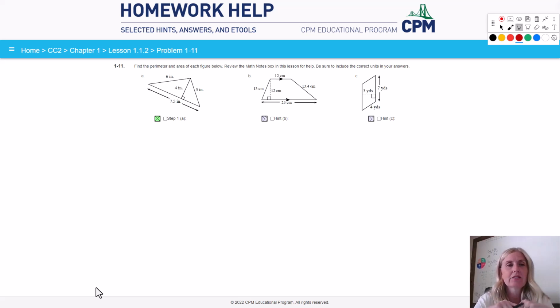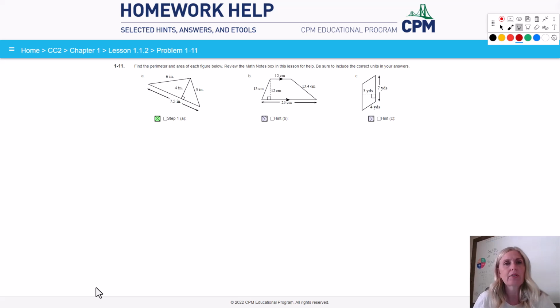Today we're going to tackle CC2 lesson 1.1.2. Again, that's a CC2. Make sure you're in the right section. Okay, 1-11. Find the perimeter and area of each figure below. Be sure to include the correct units in your answers.